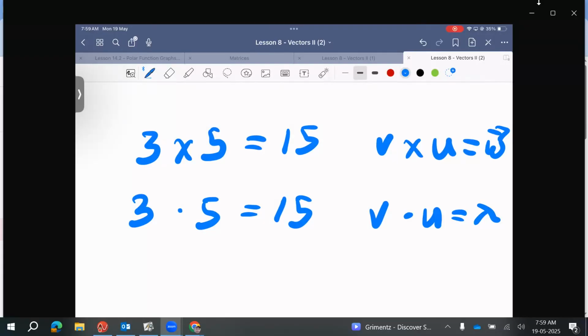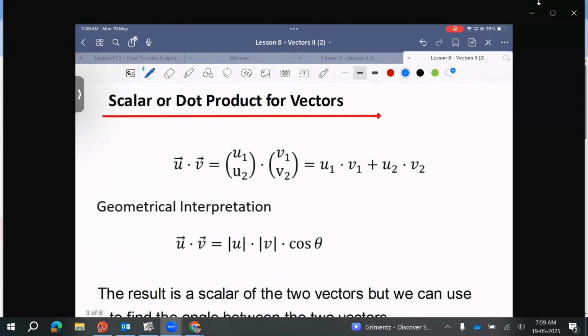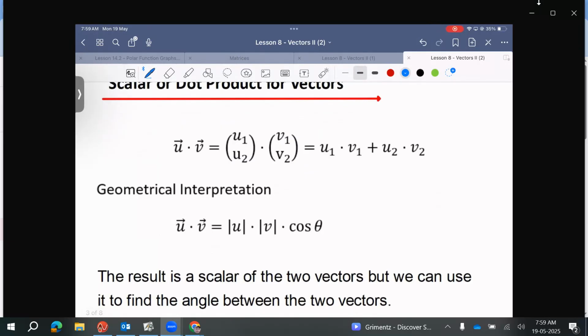This is why the dot multiplication is also called scalar product or scalar multiplication, product being a better word than multiplication. So the dot product, or the scalar product, is quite easy. You multiply this number by this number, multiply this number by this number, and then we add them. If we had a third number, such as u3, v3, then we just do u3 times v3, extending it like that, dot, dot, dot. So this is the arithmetical approach to finding the dot product.